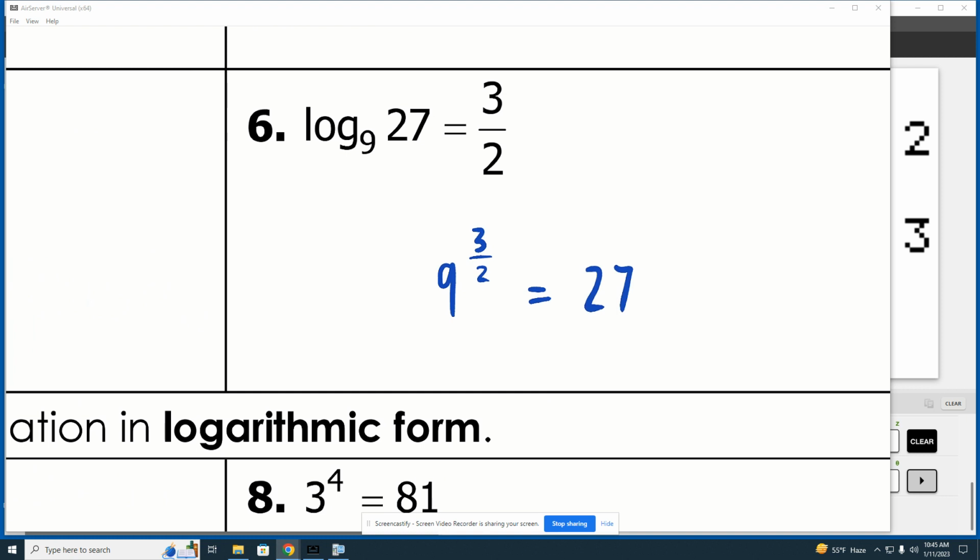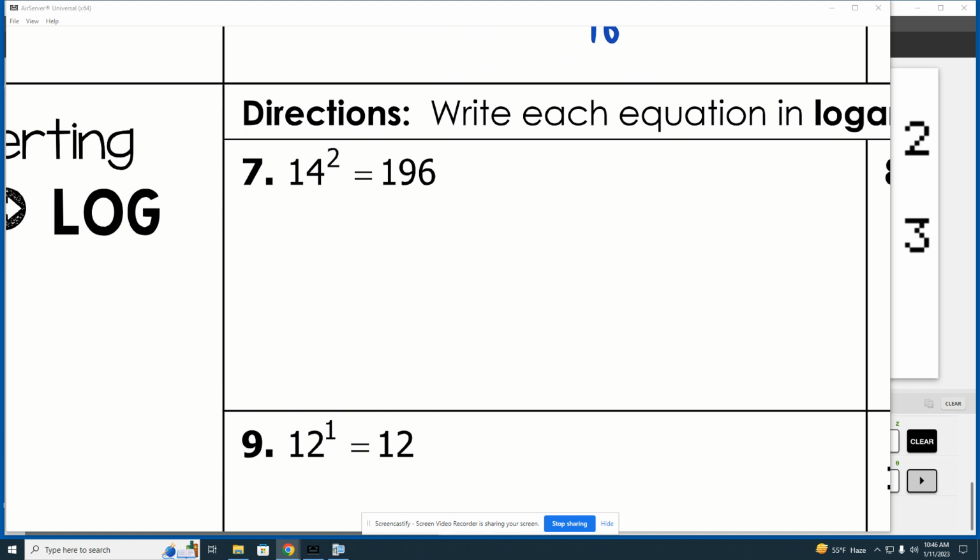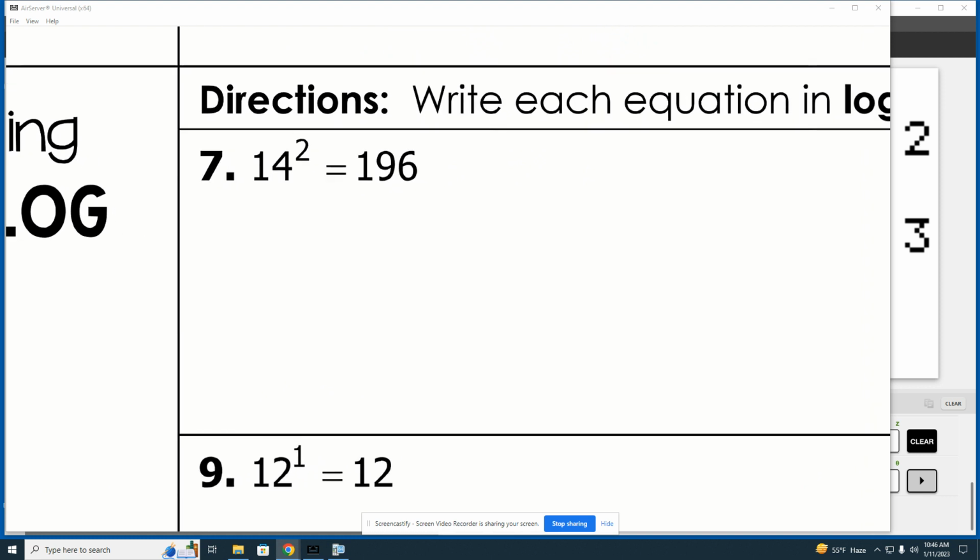Now, when we go back the opposite direction, it's all about the base, right? The base of my exponent becomes the base of my log, right? So if I were rewriting 14 squared equals 196, what's the base of that exponent? 14. So it becomes the base of your log.